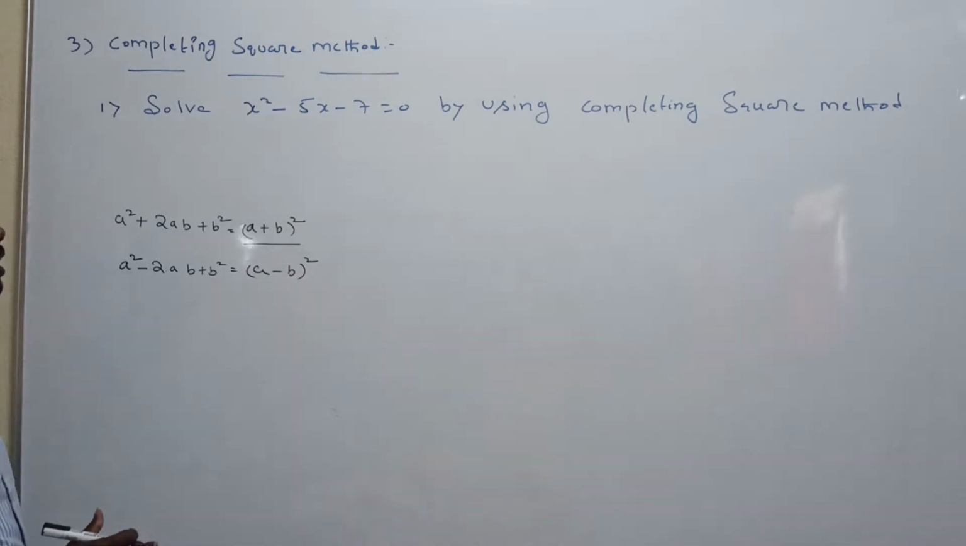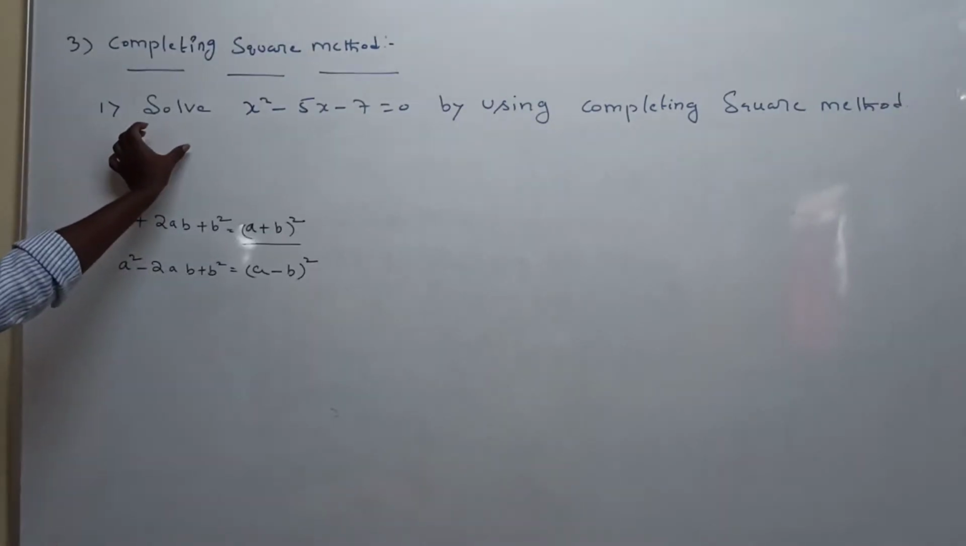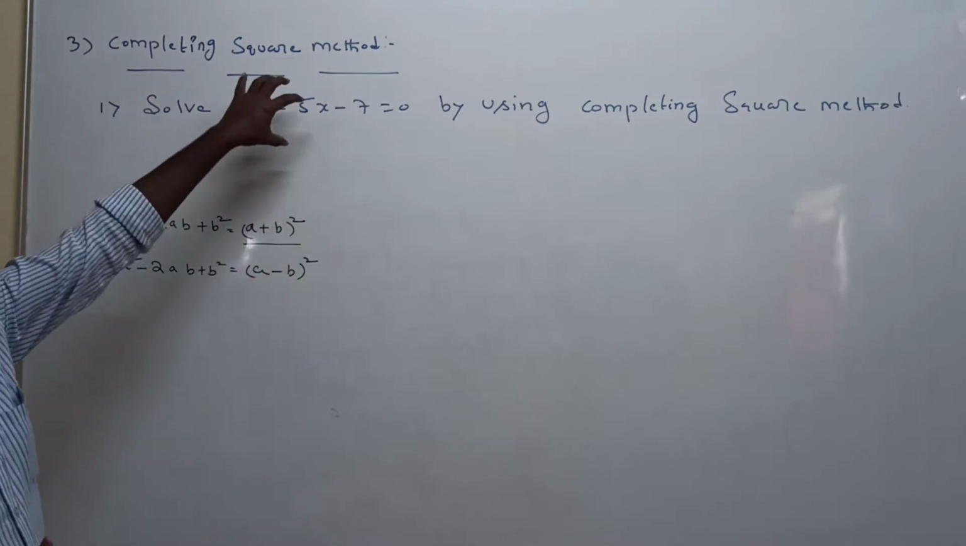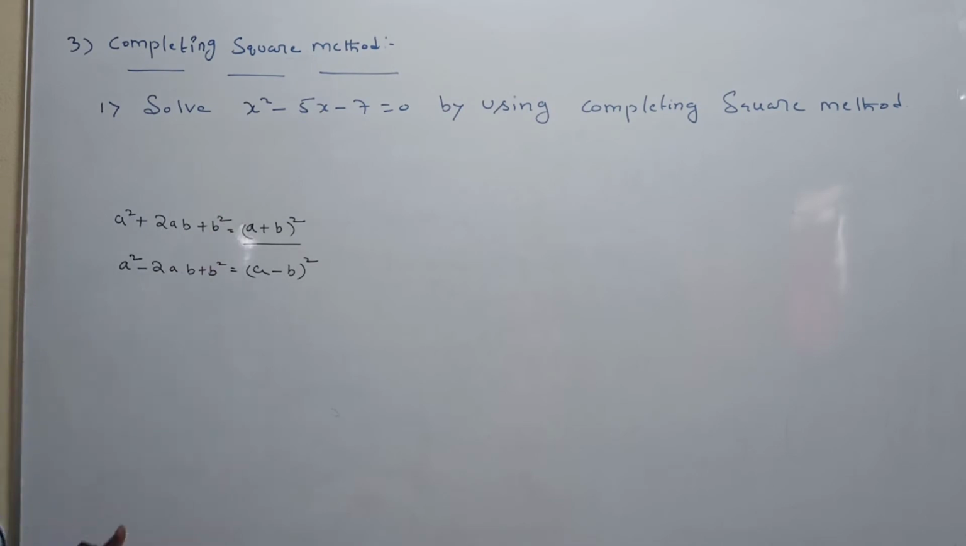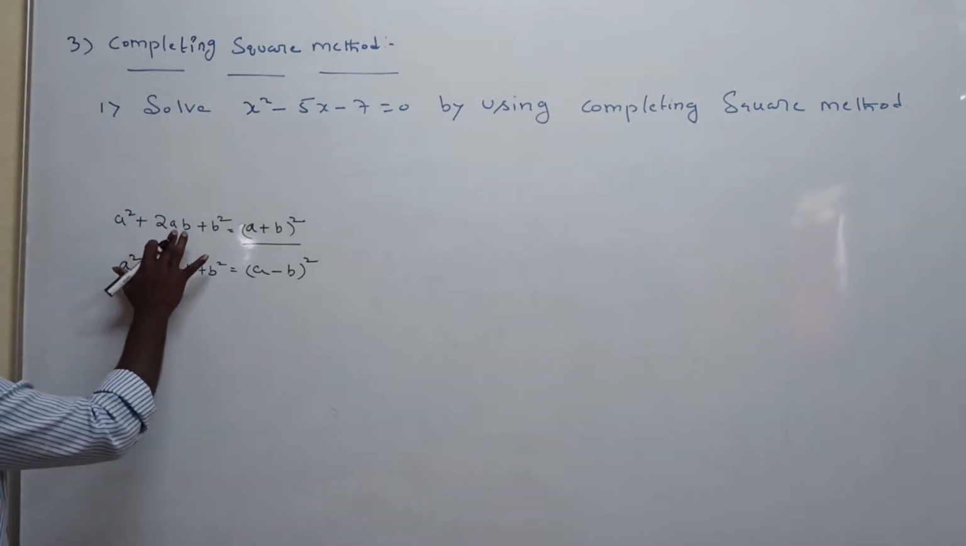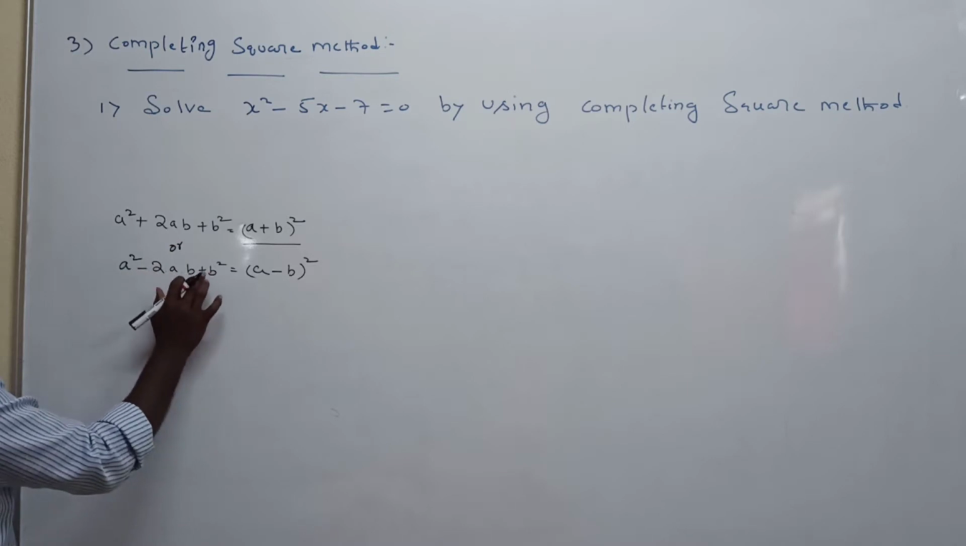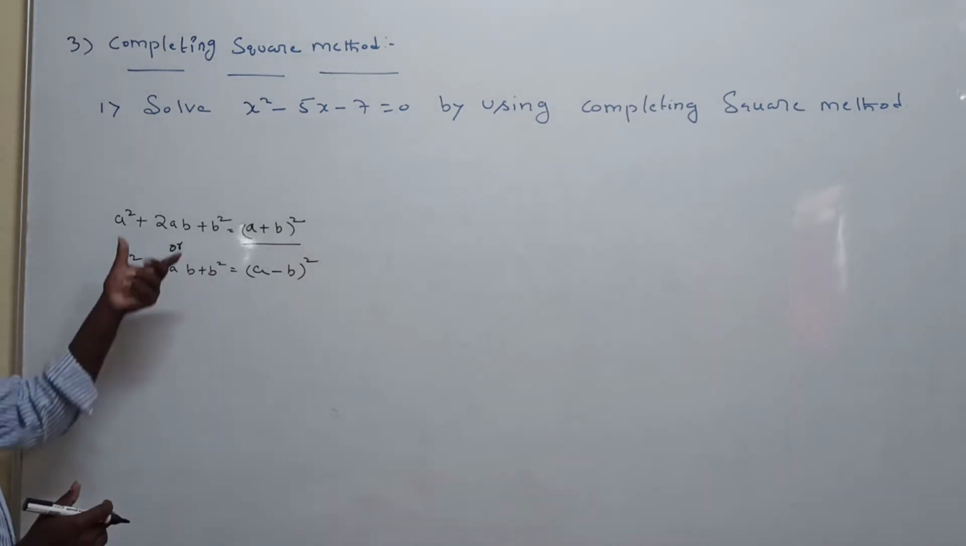Everyone understood how to use the completing square method? First, the given equation is converted to a square plus 2ab plus b square or a square minus 2ab plus b square. This can be written as (a plus b) whole square, or this can be written as (a minus b) whole square. Finally, the whole equation is converted to the completed square form. After that, we can find the x value.